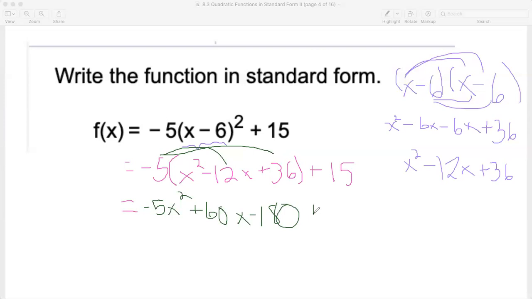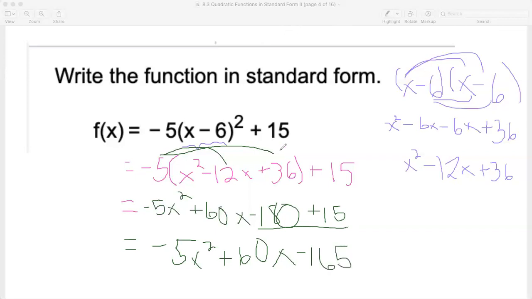And then let's go ahead and add our 15. All right, so then we got -5x squared. So all I'm doing here is combining like terms. -5x squared plus 60x. And then -180 plus 15. That would be -165. So -165.